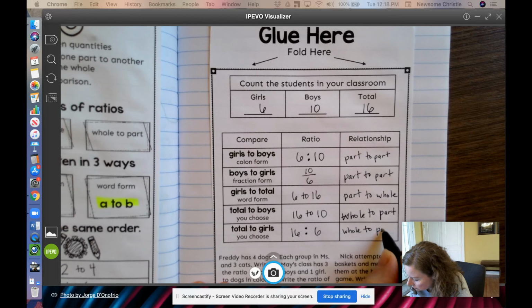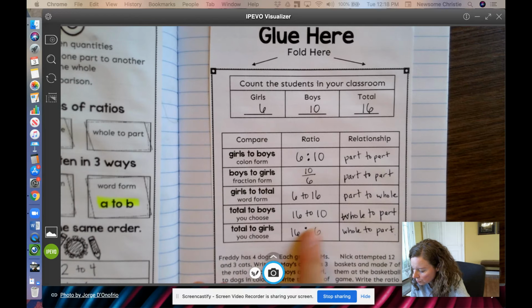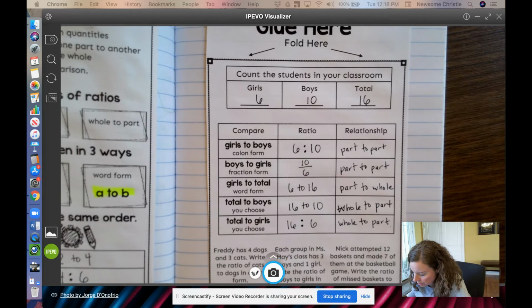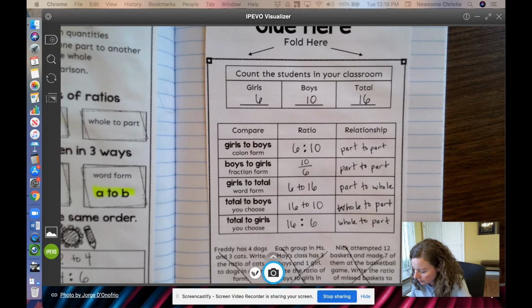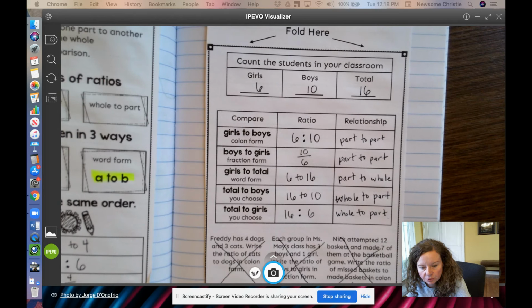Okay. So both of those were whole to part because they both started with total. So the first one was 16 to 10, and the next one was 16 to 6. And I did a word form and a colon form, but you could do whatever you wanted to do there. Okay? So there's some more things at the bottom. We're going to skip those right now and go on into our journal work because I want you to see the kind of work that you're going to be doing.